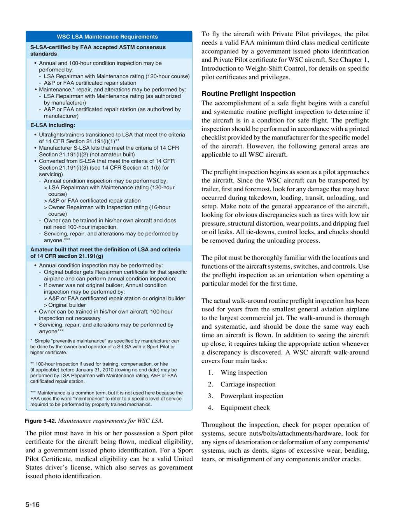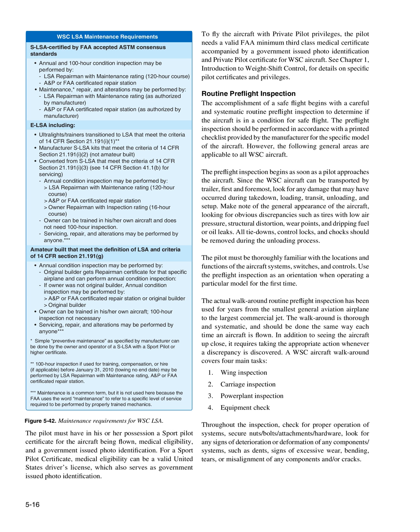Routine pre-flight inspection. The accomplishment of a safe flight begins with a careful and systematic routine pre-flight inspection to determine if the aircraft is in a condition for safe flight. The pre-flight inspection should be performed in accordance with a printed checklist provided by the manufacturer for the specific model of the aircraft. However, the following general areas are applicable to all WSC aircraft. The pre-flight inspection begins as soon as a pilot approaches the aircraft. Since the WSC aircraft can be transported by trailer, first and foremost, look for any damage that may have occurred during takedown, loading, transit, unloading, and setup.